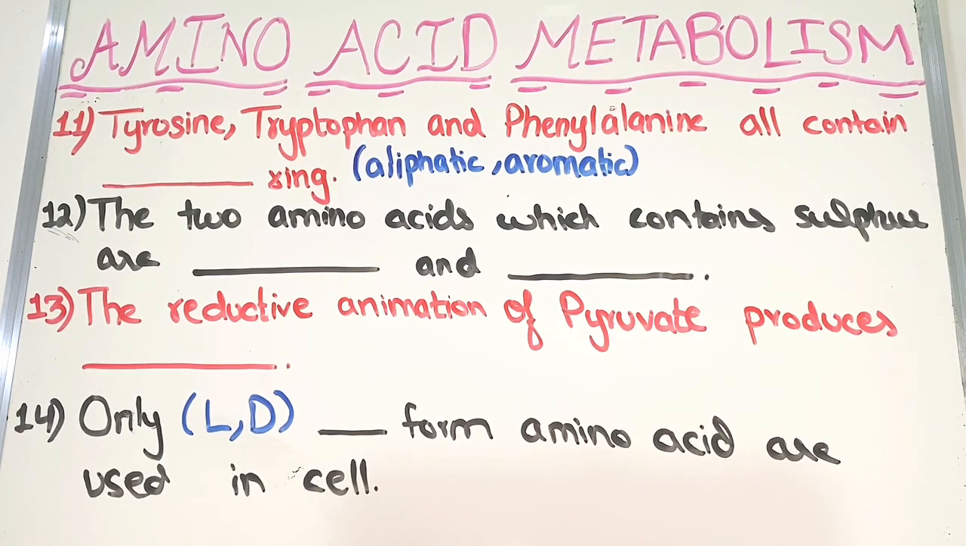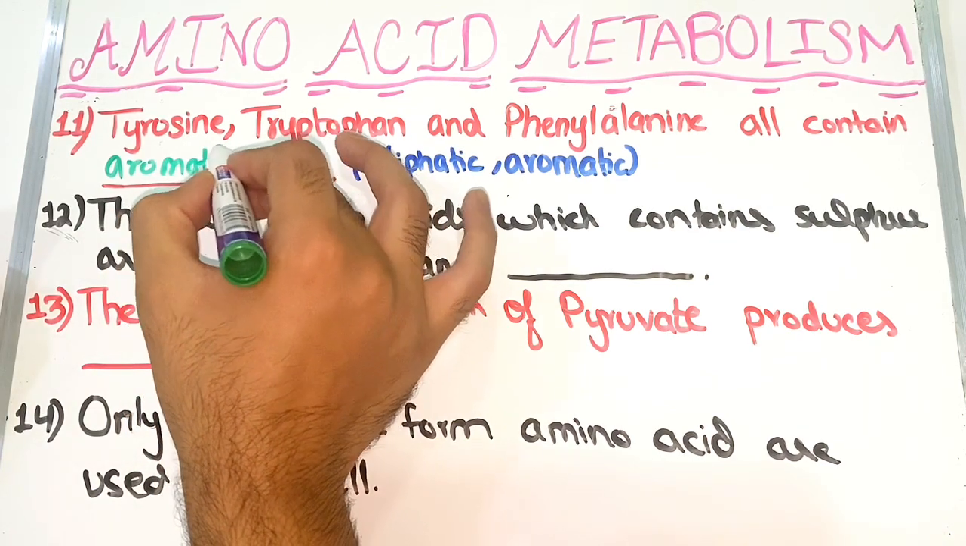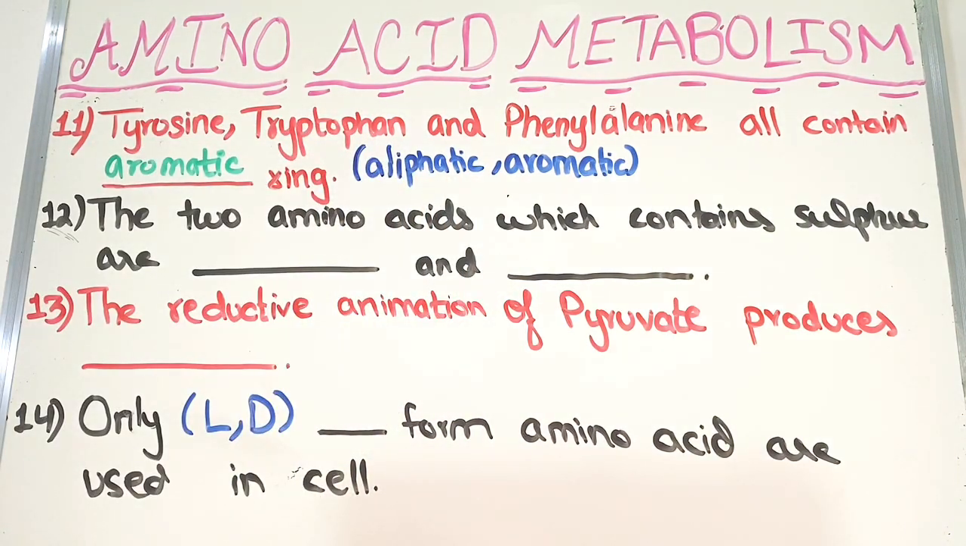The 11th one is tyrosine, tryptophan, and phenylalanine. Please remember these names, which contain a dash ring. Options are aliphatic and aromatic. Aromatic are benzene containing structures. So these are benzene containing structures.